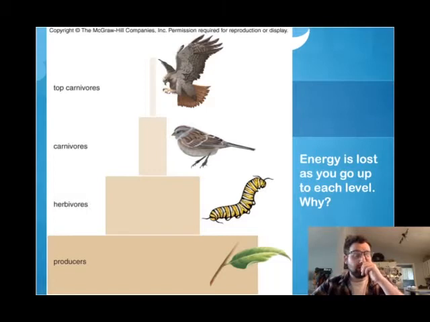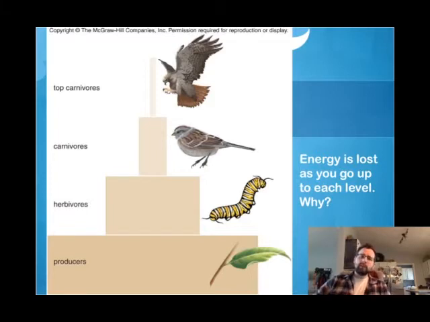Trophic levels are your position in a food chain or food web. It's where you are getting your energy from and why that matters and why an ecologist might specify an organism as one trophic level as another, for some of the trends that we're going to look at today.